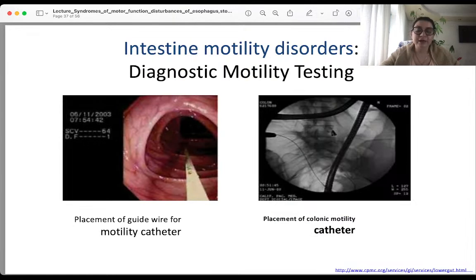Okay, let's return to diagnostics. Here you see endoscopy on the first picture with placement of a guide wire for a motility catheter. And the same situation through another method, the X-ray picture. We see the same catheter, but not endoscopically, through X-ray, with placement of a colonic motility catheter, checking the pressure in the colon through this catheter.